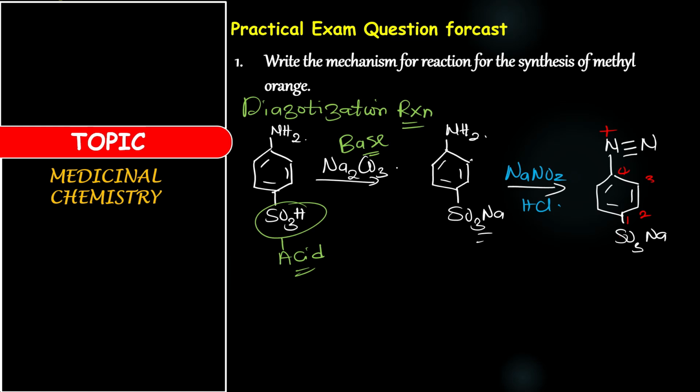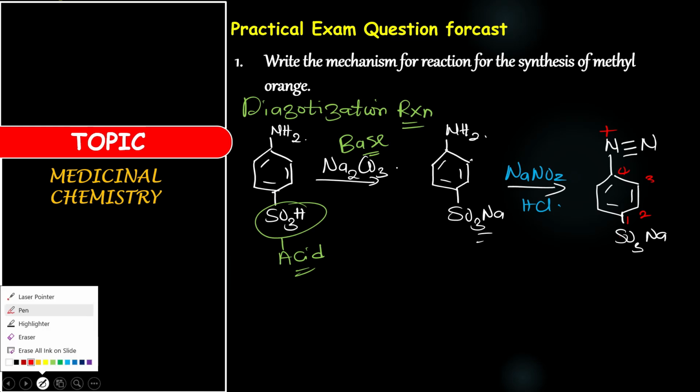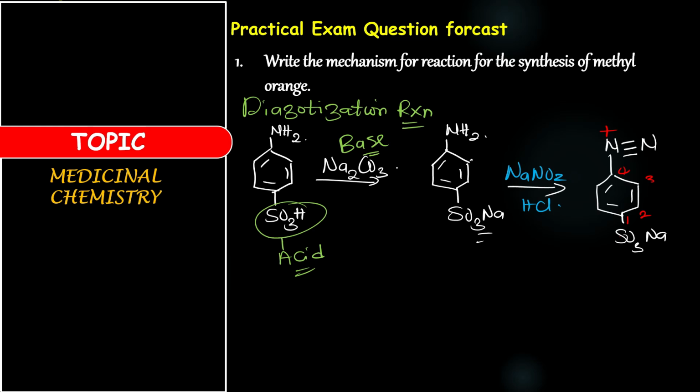So N,N-dimethyl aniline is something like this. So what I'm going to do now, I'm going to write how these reagents will react. So we have N,N-dimethyl aniline, which is something like this. This is the structure of N,N-dimethyl aniline. Now this N,N-dimethyl aniline is going to react with this compound here, which is azo-benzene sodium sulfonate.